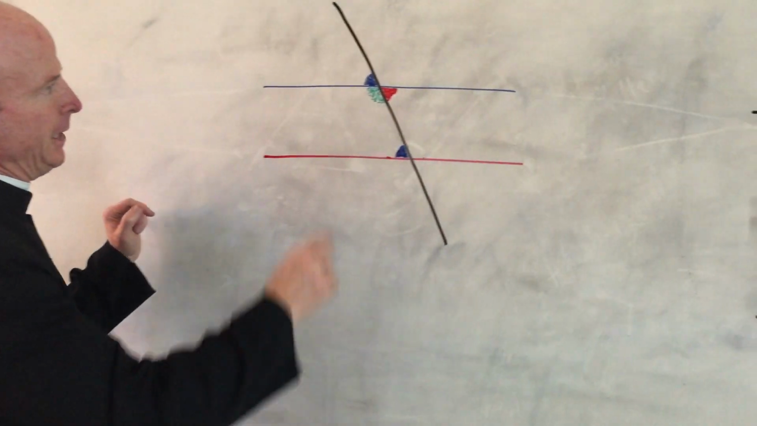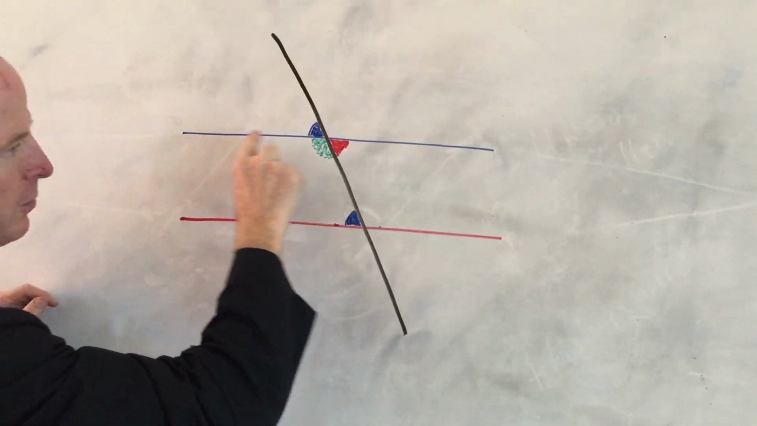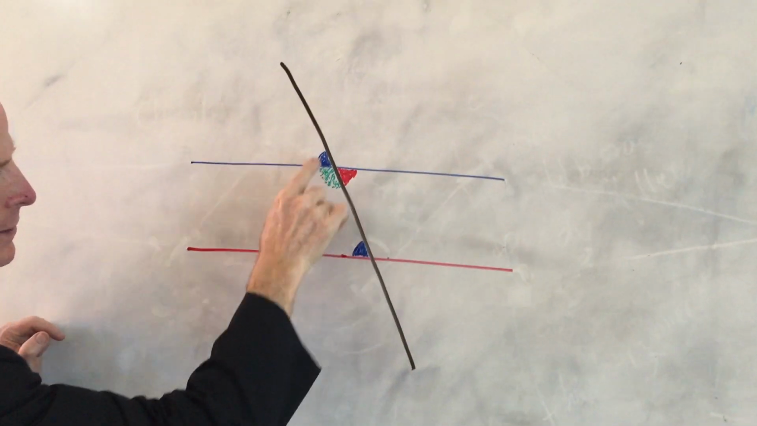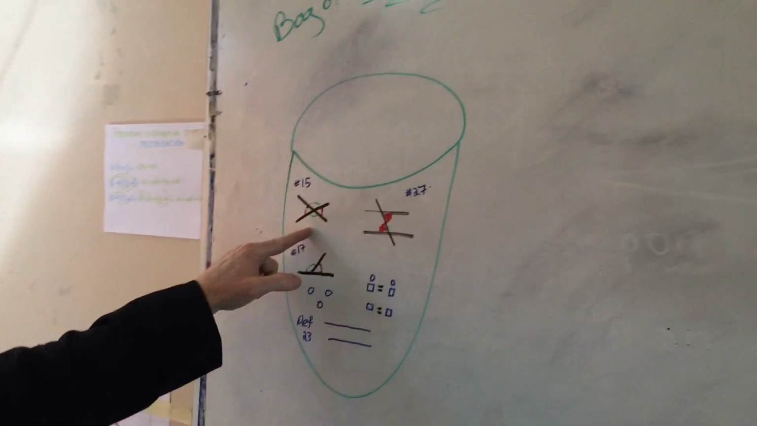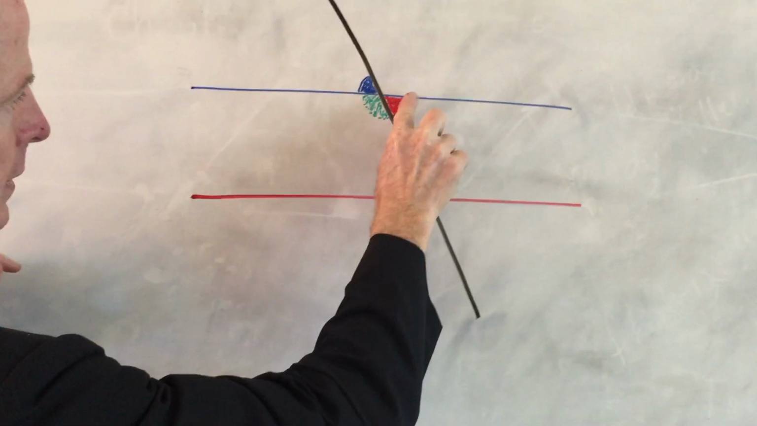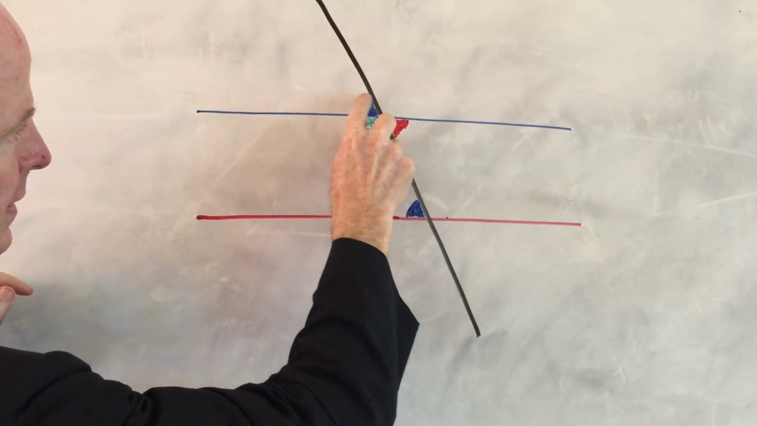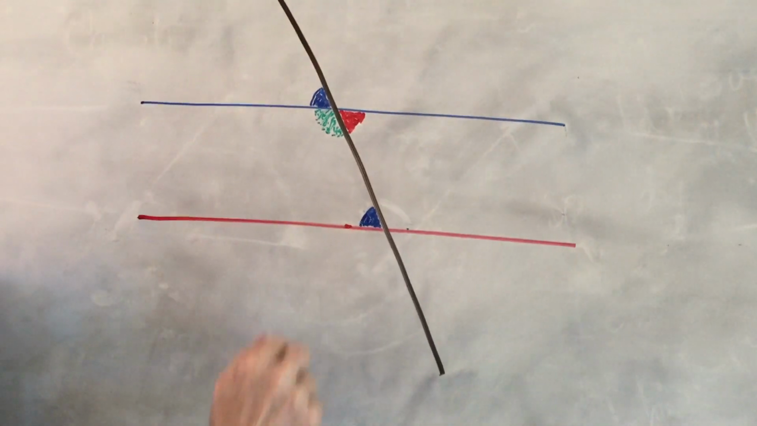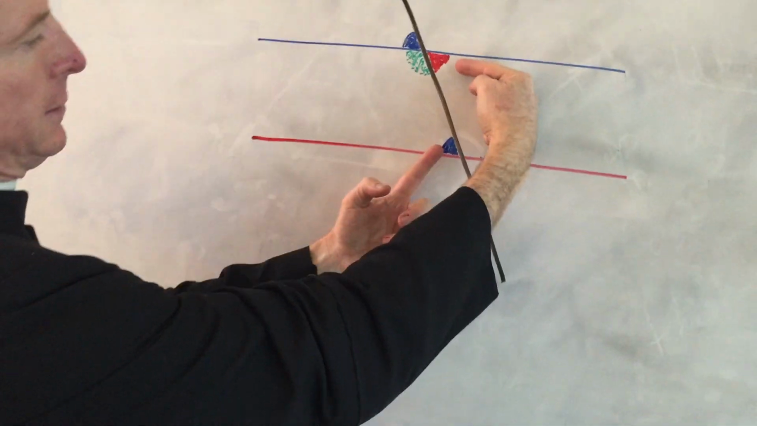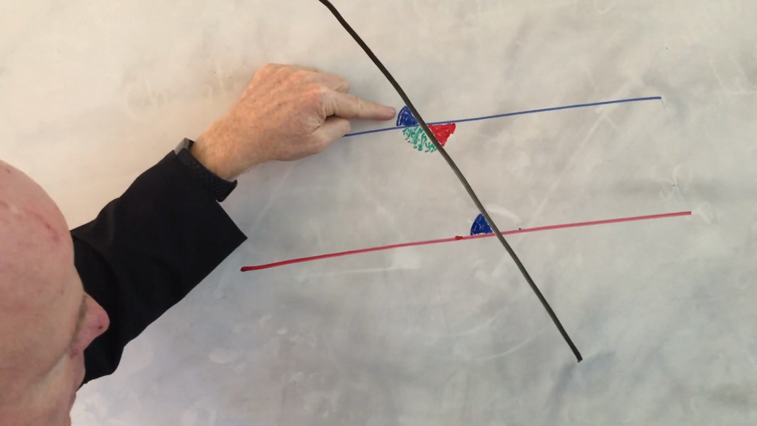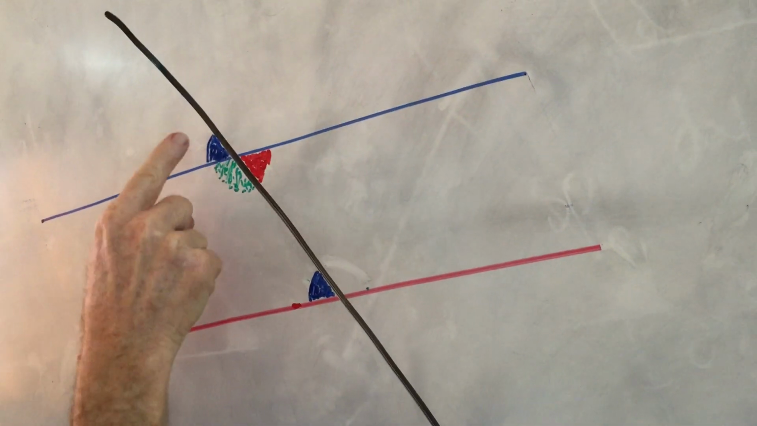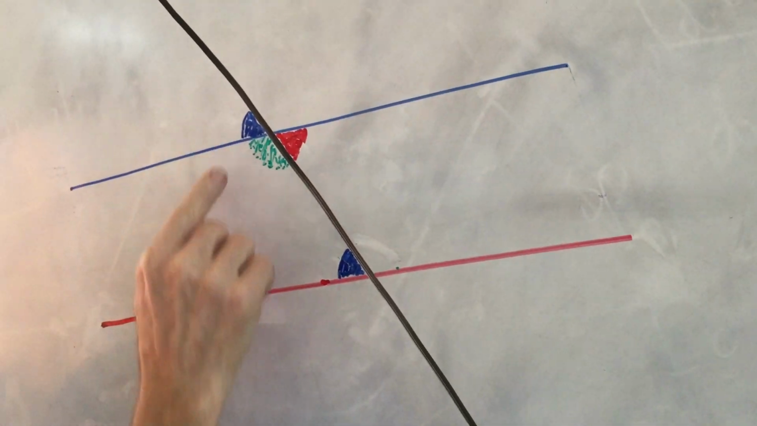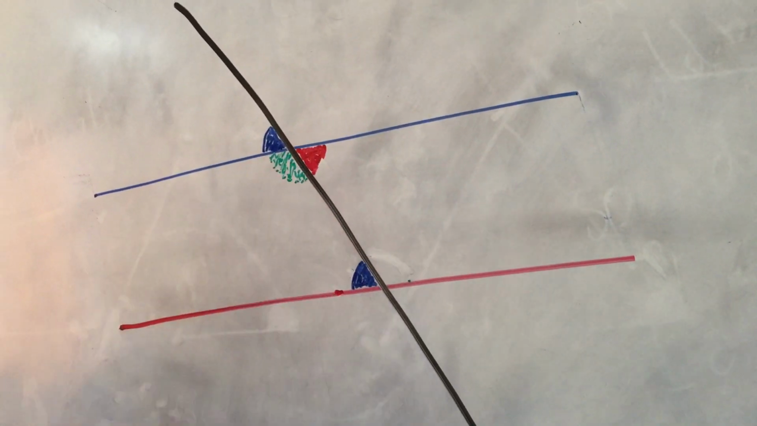Let's do this. Now look at this line here by itself together with this line. Forget about this line for a moment. See these vertical angles? What do we know about vertical angles? That vertical angles are equal to one another. So this angle is equal to this angle. But this angle is equal to this angle, okay? So we have two things equal to the same thing. Therefore, those two things are equal to each other. This angle is equal to this angle, and this angle is equal to this angle. Therefore, this angle is equal to this angle.